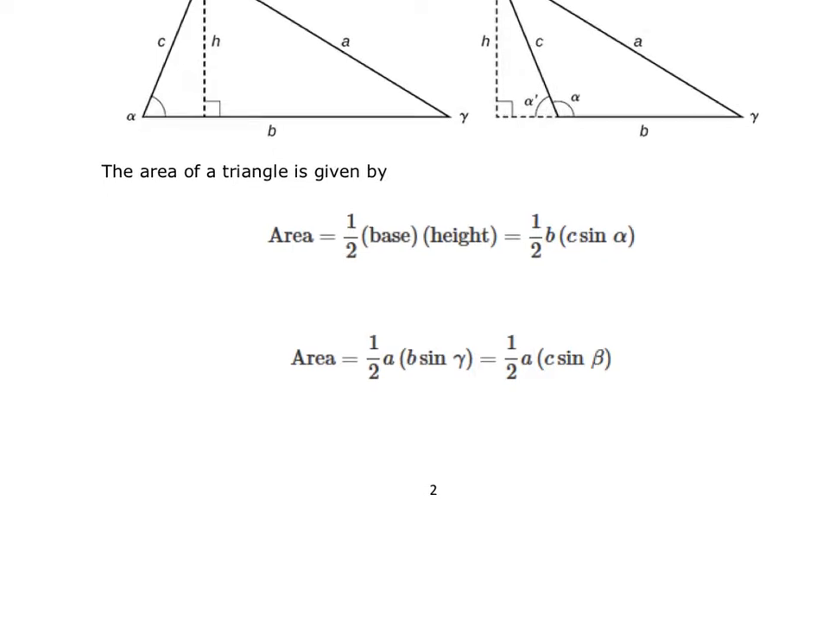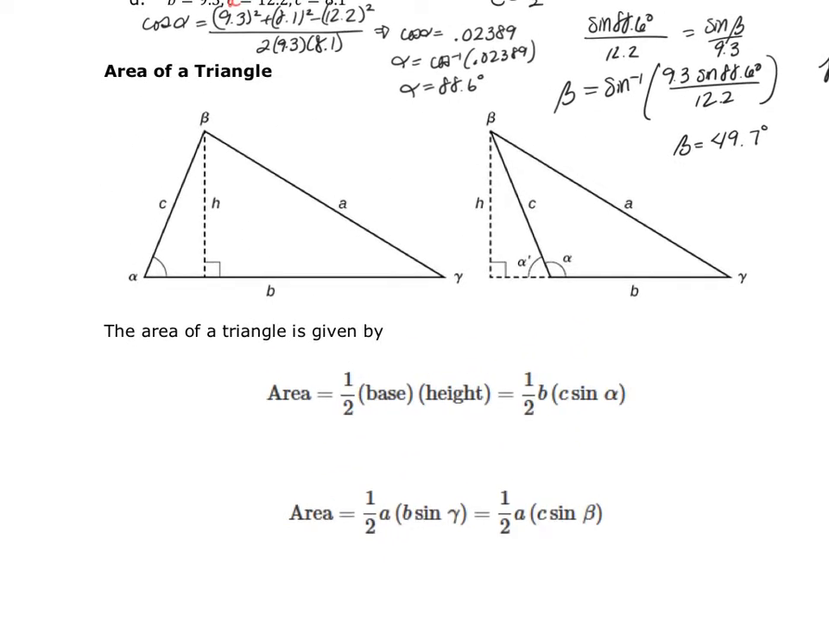All right. So the area of a triangle, we have two ways of finding it. The first way is 1/2 the base times the height. Notice, if I have the B here, I'll need the C and I need the alpha. So if I have B and C, I need the angle alpha. If I have A and C, I need the angle beta.